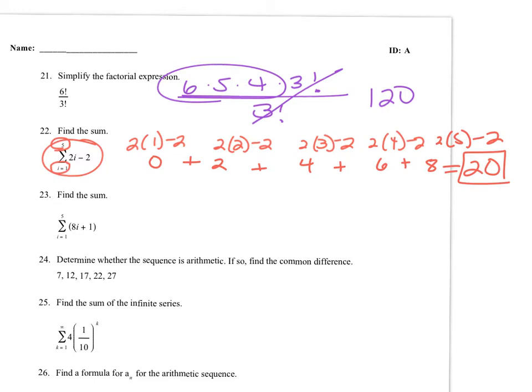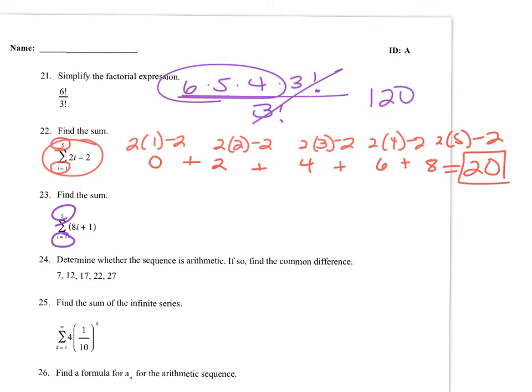Number 23 is just like that. So same thing, start at the bottom, work your way up to the top. Just remember that if it's not 1 at the bottom, you have to adjust your top. So if it goes 0 to 5, then you're doing 0, 1, 2, 3, 4, and you're stopping at 5. That's your upper bound. That's where you stop, not how many there are.